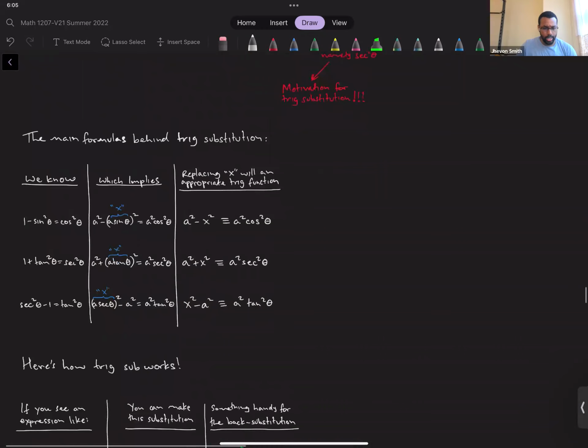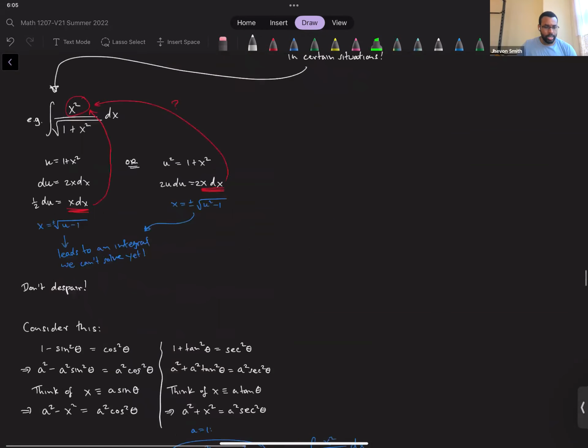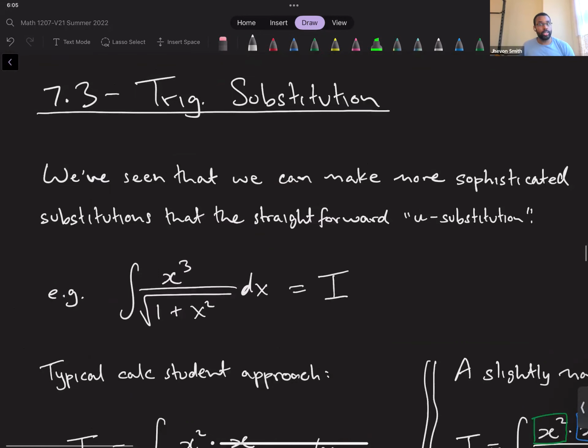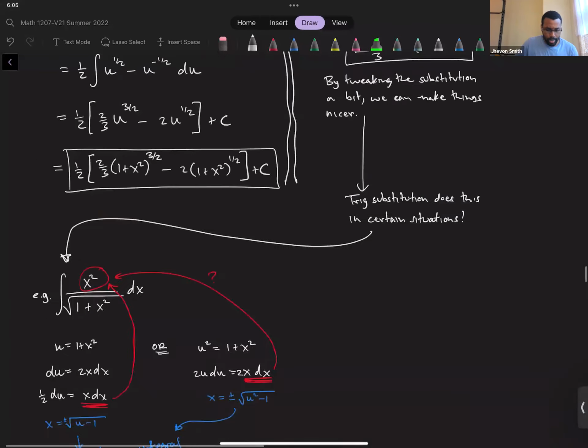But then we went into something a little bit more sophisticated. We started section 7.3, which is trig substitution. So this is like substitution on steroids, where we don't just plug in a u for something or a single variable for something, but we actually replace our variable with a trig function. And the idea is, by doing that, we can take what we know from certain trig identities to simplify certain things.